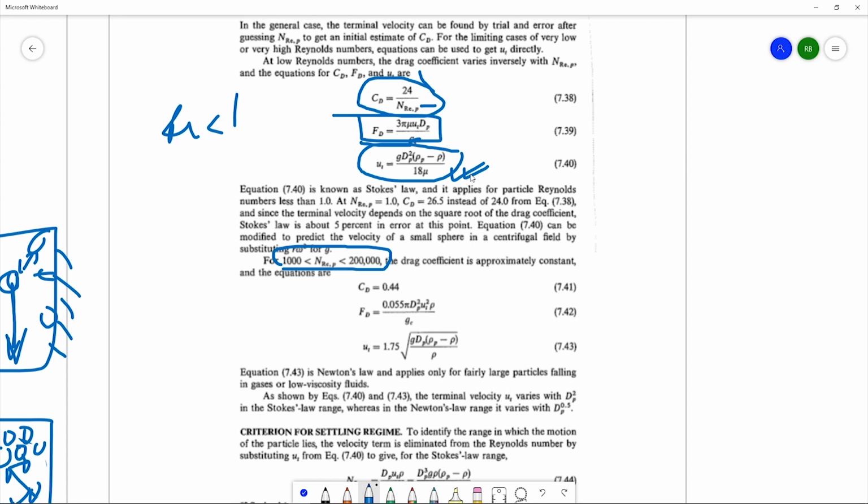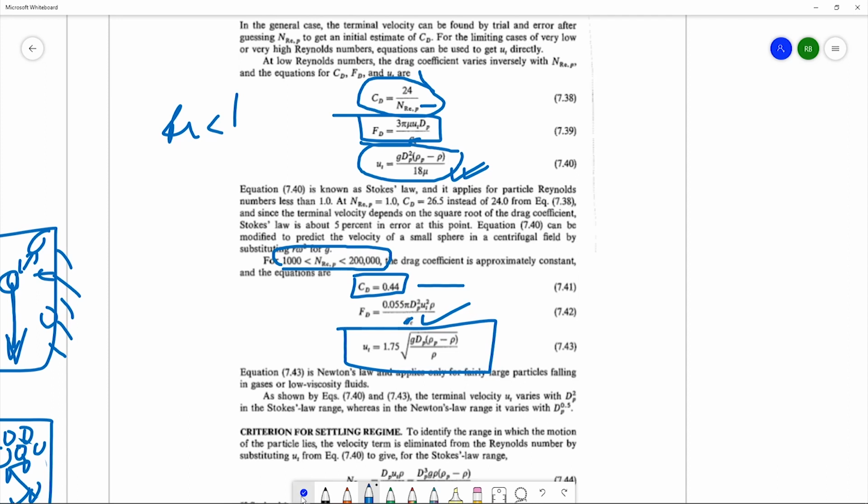Suppose the Reynolds number is very high, let's say greater than 1000. Then you have to take CD equal to 0.4, because the drag coefficient is constant for very high Reynolds numbers, greater than 1000. And the drag force is given by this. Ignore GC. And the terminal velocity is given by this.